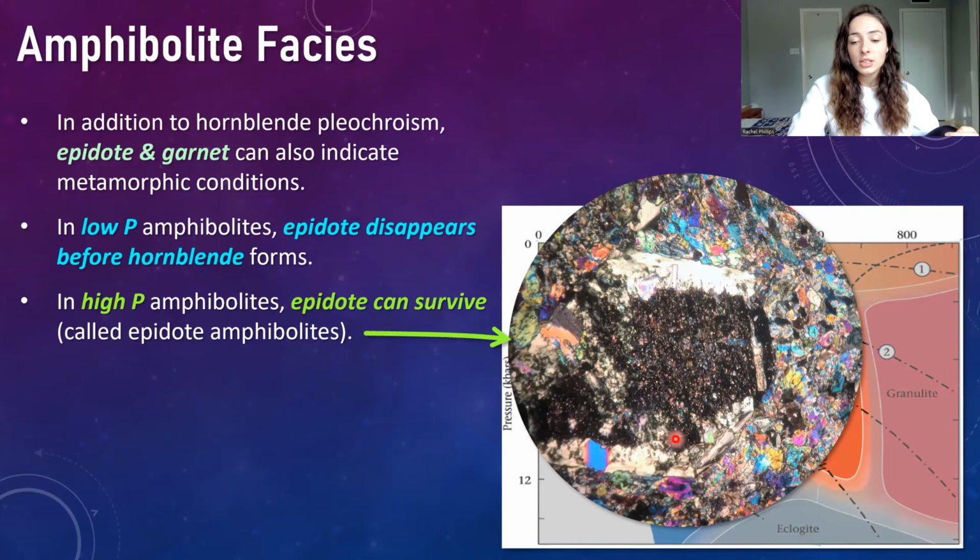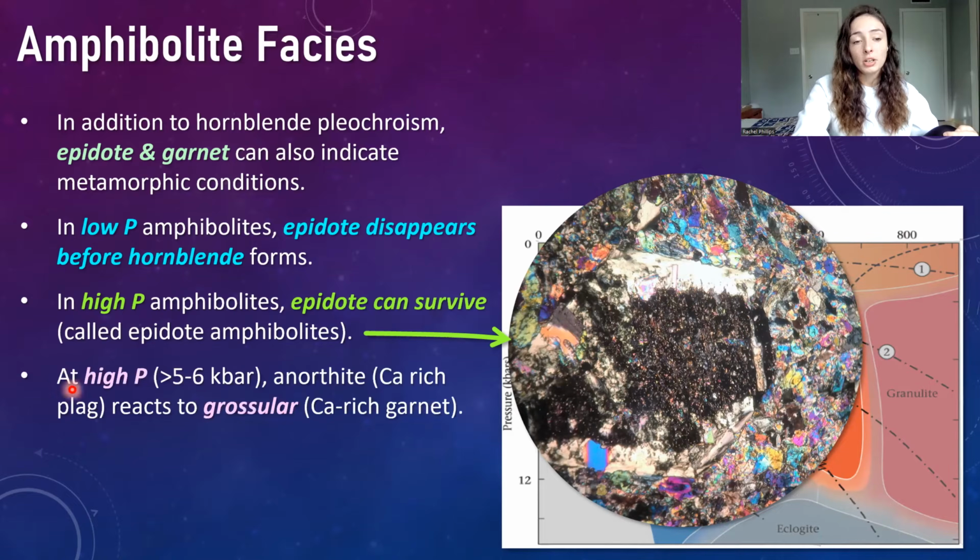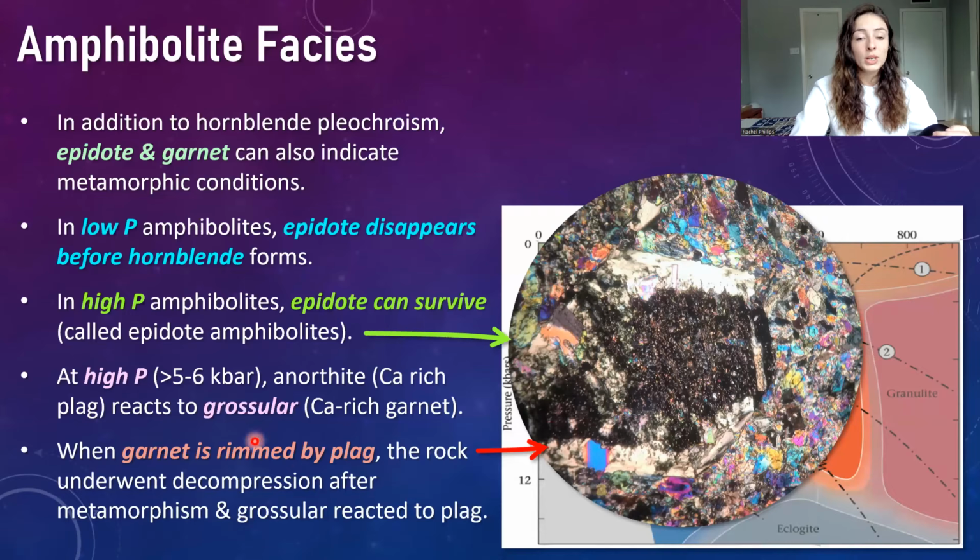And then there's garnet here, because at high pressures, anorthite, calcium-rich plagioclase, reacts to grossular, which is a calcium-rich garnet. And so this can form garnet porphyroblasts in the amphibolites. And when garnet is rimmed by plagioclase, that could represent that the rock underwent decompression after metamorphism, and the grossular reacted back to plagioclase, because remember, it's at high pressure where the grossular forms, and if it's decompressing and lowering in pressure, it reacts back to plagioclase.